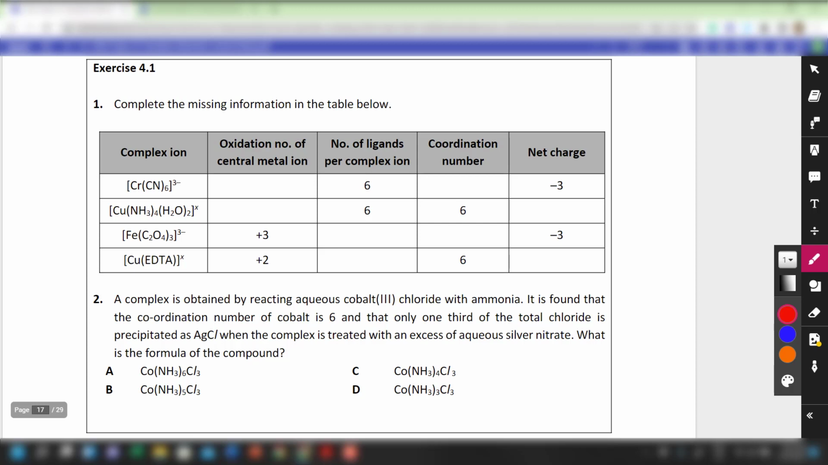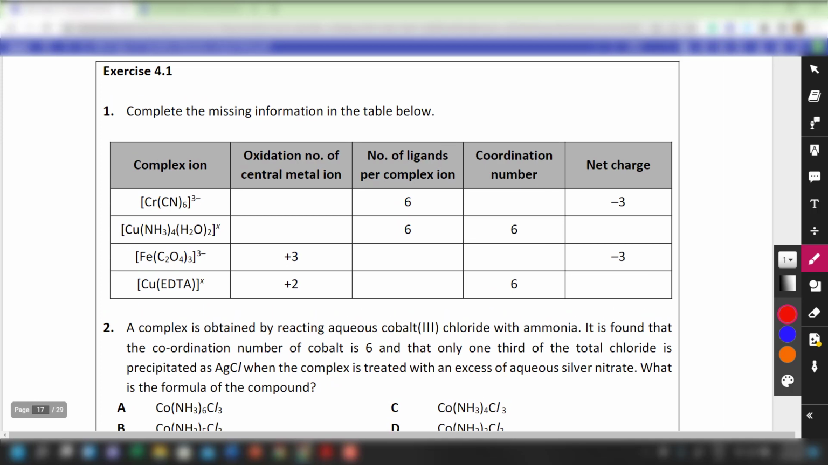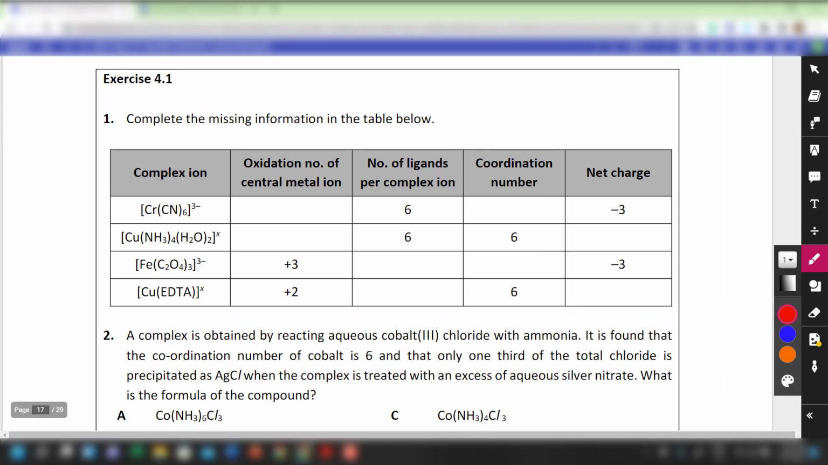Right, so next we have exercise 4.1. For question 1, you are supposed to complete the missing information in the table below. So we have a chromium complex here with 6 cyanide ligands. What is the oxidation number of the central metal ion? We can easily do a calculation and determine it to be +3. So this is not very difficult.